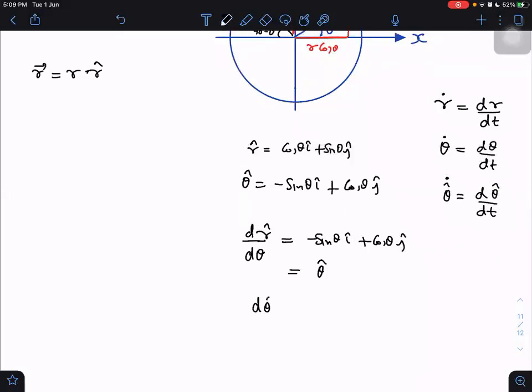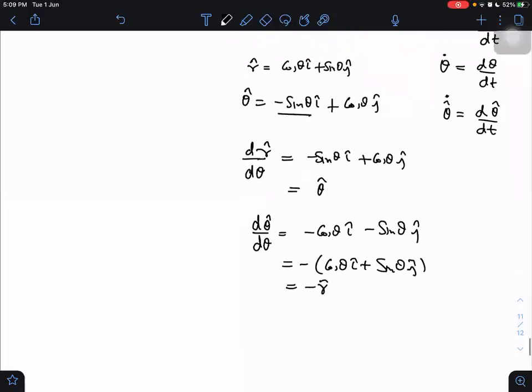What is d theta cap by d theta? Let us differentiate again. Differentiate minus sin theta: the derivative is minus cos theta, times i cap. The derivative of cos theta is minus sin theta, so minus sin theta j cap. Then I can take minus common and write cos theta i cap plus sin theta j cap, which is r cap. So it is minus r cap. So we have got one thing to know here. Let us understand this, we are going to use it: what the derivative of r cap does and what the derivative of theta cap does.